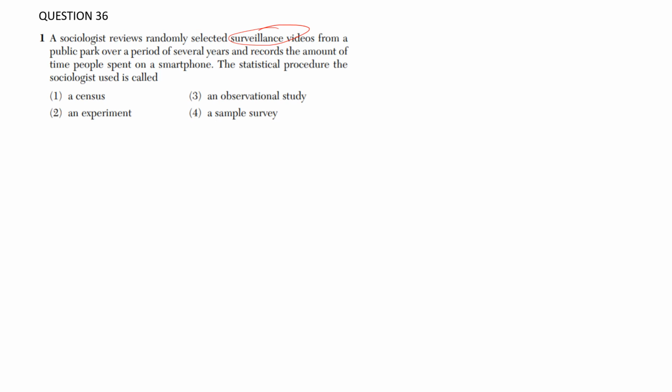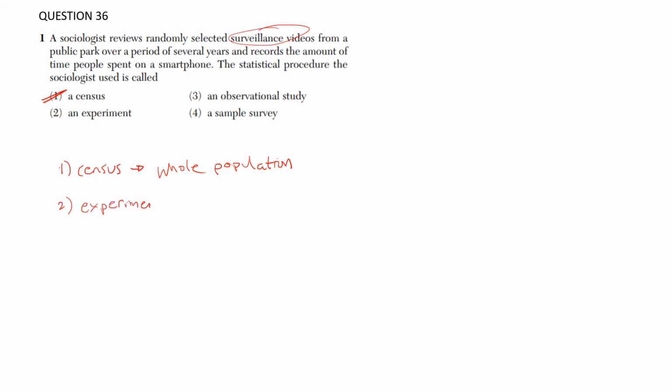So choice 1, a census. Typically, think about the United States Census, for instance, every 10 years or so. That tries to capture the entire population. They're trying to get the whole population to respond. That's not what we have here. We're not trying to survey a bunch of people. This person simply has surveillance videos that are randomly selected. They've been recorded already, so we're not going to say it's a census. In option 2, an experiment.